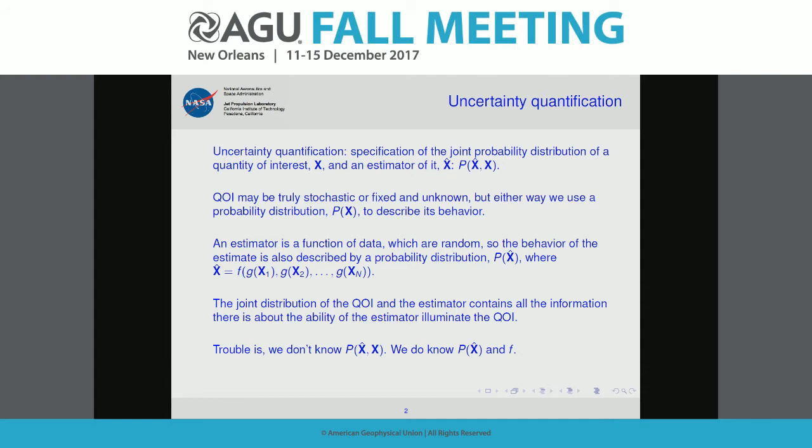And we probably do know F, because we're the ones who are going to decide what that estimate should look like. We know what the algorithm is we're going to use. We don't know G, really, because G is nature's true forward function that turns our true state into observed radiances.